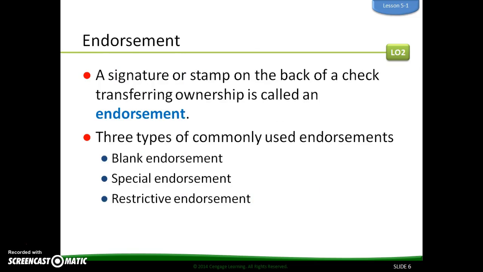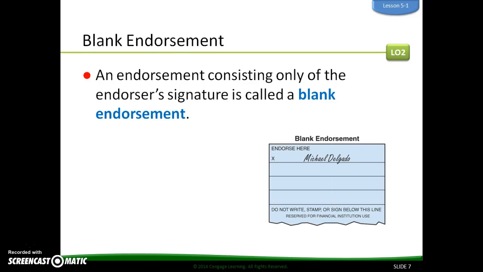Now, we're also throwing out a new vocabulary term called an endorsement. An endorsement is what's on the back of the check that transfers ownership of the funds in some way. There are 3 types of endorsements that are commonly used: a blank endorsement, a special endorsement, and a restrictive endorsement. Let's look at those. The easiest one is just a blank endorsement, where you just sign your name.